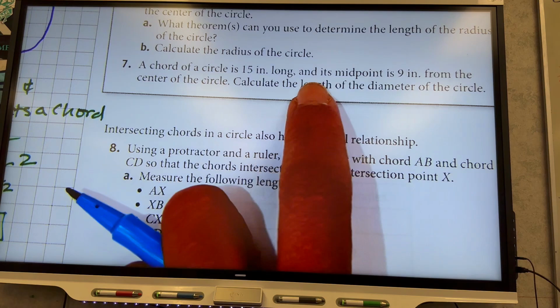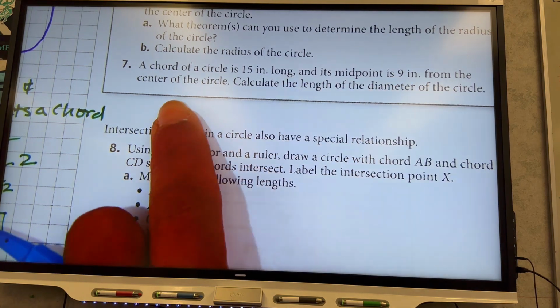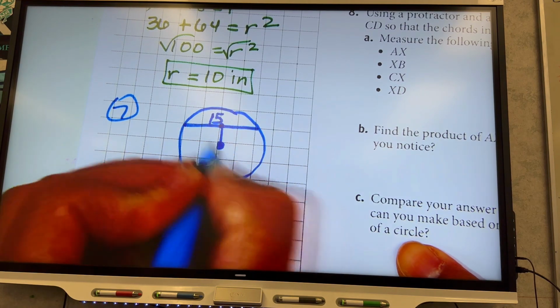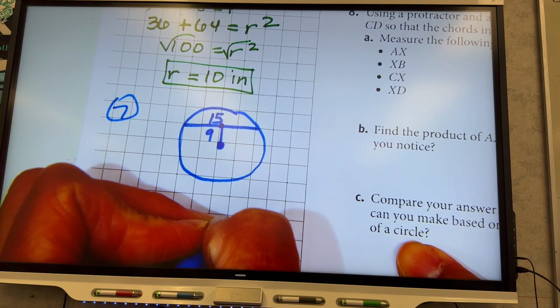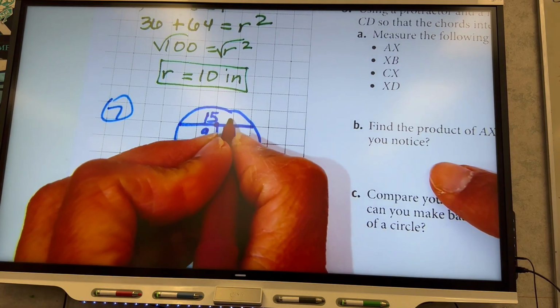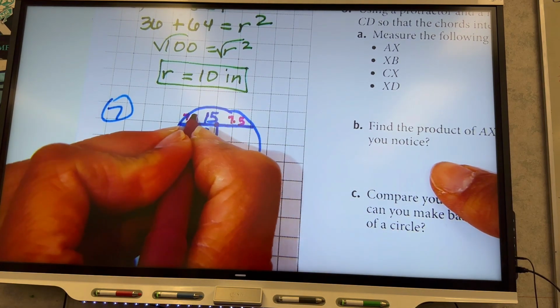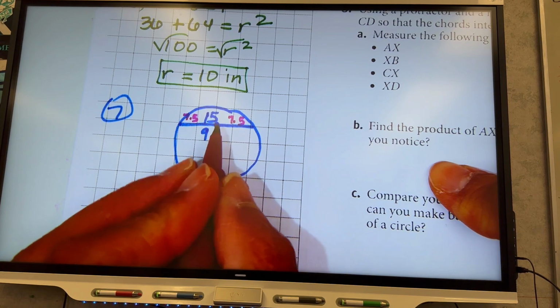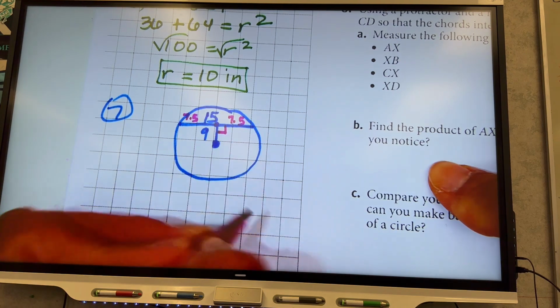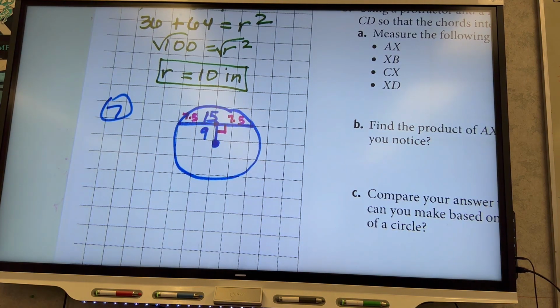It says, and its midpoint is 9 inches from the center of the circle. So the midpoint, the middle of the chord, is 9 inches away from the center. All right, we're hitting the midpoint of the chord, so that means we can cut that chord in half. What's half of 15? 7.5. So this is 7.5, and this is 7.5, which means that this little segment from the center hits the chord at what kind of an angle? A 90, right?